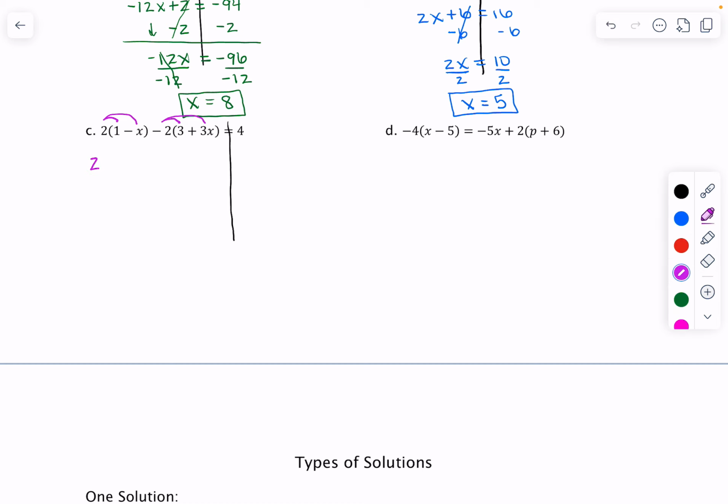So I've got 2 times 1 is 2. 2 times -x is -2x. Then -2 times 3 is -6. -2 times 3x is -6x. Bring down that 4 on the right side.